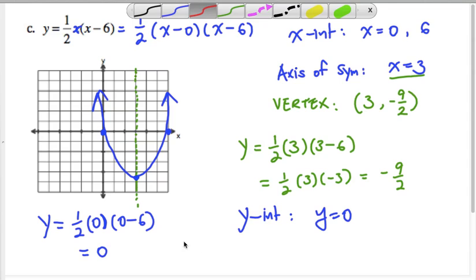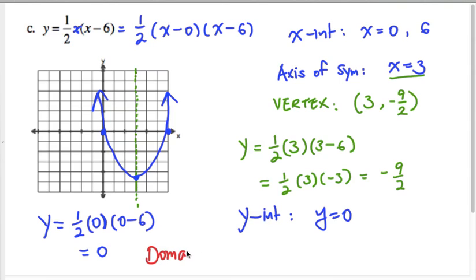Domain is always, x is all real numbers. And the range is y is always greater than or equal to -9/2. And I don't really mind if you put -4.5, that's the same thing. Okay?